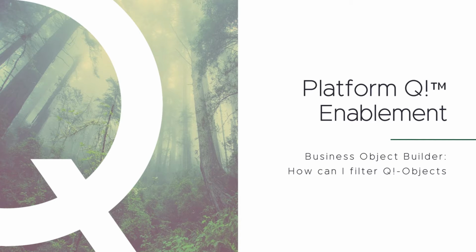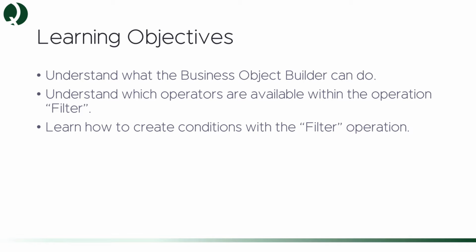This video tutorial will show you how to filter Q objects and introduces you to the variety of operators available within the Business Object Builder application. There are a couple of learning objectives that we want to achieve. The learning objectives are: understand what the Business Object Builder can do, understand which operators are available within the operation filter, and learn how to create conditions with the filter operation.